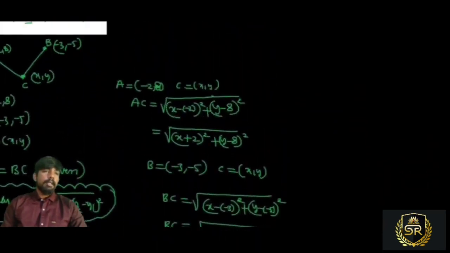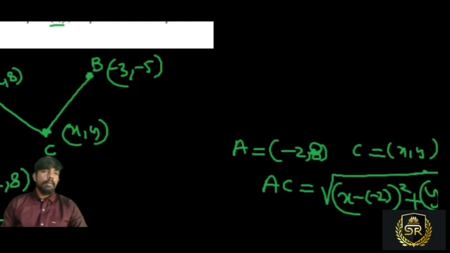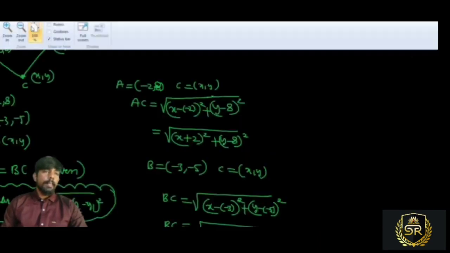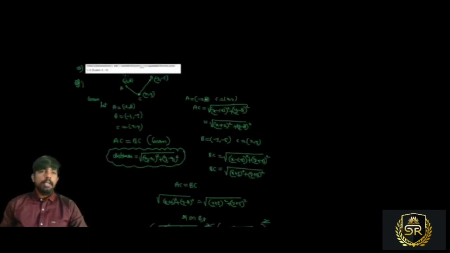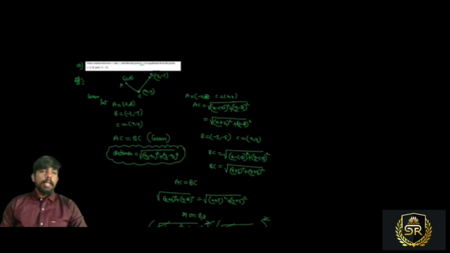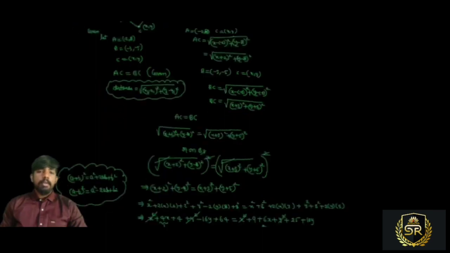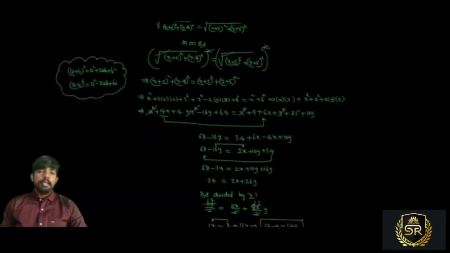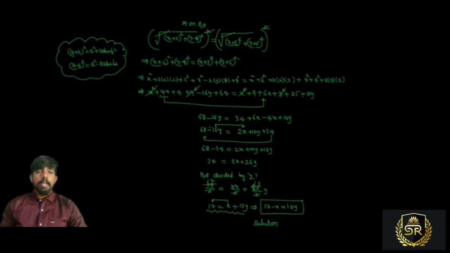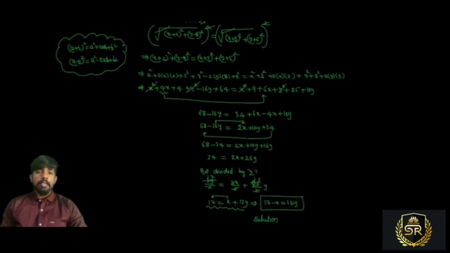From the starting, once again I will show you. Here the given question, C is equidistant from A and B. AC is equal to BC is given directly. So AC we found, BC we found. From there we equated, squared on both sides, substituted the formula and simplified x square, y square, and sending the terms to the left hand side, right hand side, thereafter you got one equation.